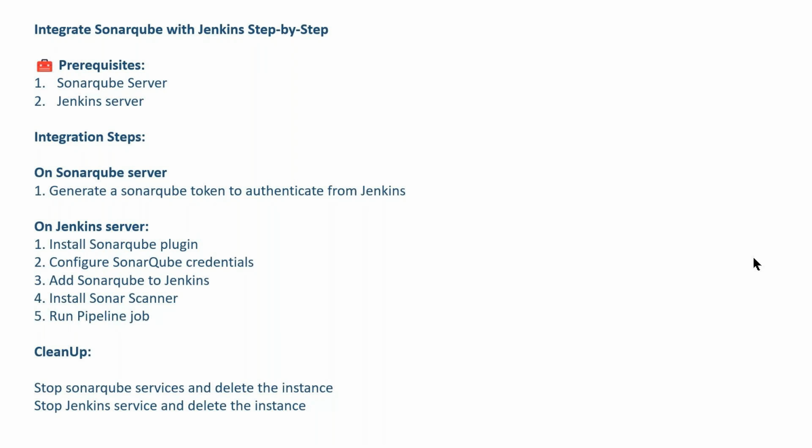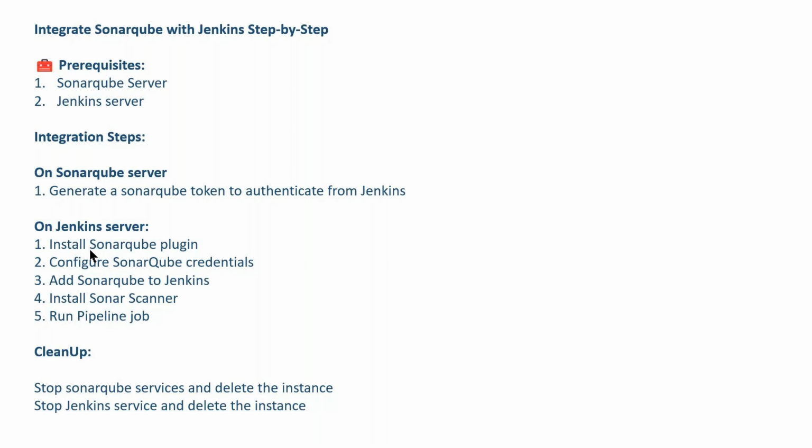So on the Jenkins server, what do we have to do? Install the SonarQube plugin. Which plugin do we need to install? Anyone having an idea? SonarQube Scanner. The plugin name is SonarQube Scanner. If you want to enable SonarQube, we require one plugin. Not only SonarQube, if you want to integrate any tool with Jenkins, what do we have to do? We require a plugin to be installed, right?